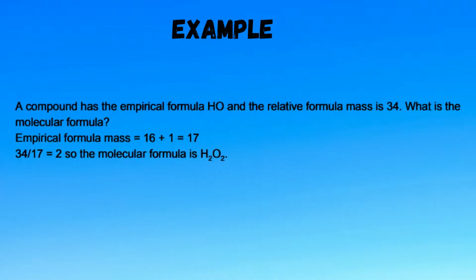Here is one example. A compound has the empirical formula HO and the relative formula mass is 34. What is the molecular formula? Empirical formula mass equals 16 plus 1. Oxygen is 16, hydrogen is 1, so you get 17, and the formula mass is 34. So to calculate, you divide 34 by 17. You will get the number 2. That means you multiply the empirical formula by 2. So HO becomes H2O2, which is called the molecular formula of that particular compound.